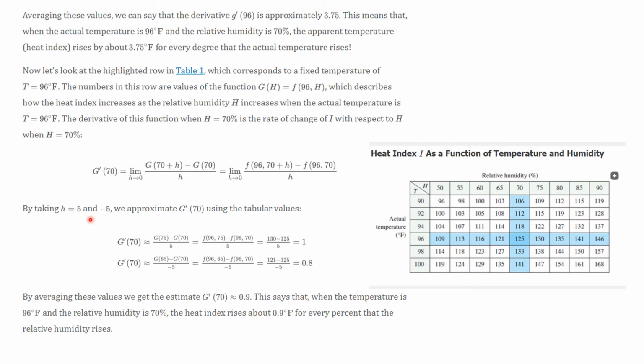If we take H to be 5 and minus 5, what we can see is that we're looking at this value when I'm at 65 and this value when I'm at 75. And so I evaluate that and I get 1 and I get 0.8, and that means that the derivative, if I take the average, is approximately 0.9. This says that when the temperature is 96 degrees Fahrenheit and the relative humidity is 70%, the heat index rises about almost a degree. It's 0.9 degrees Fahrenheit for every percent that the relative humidity rises.